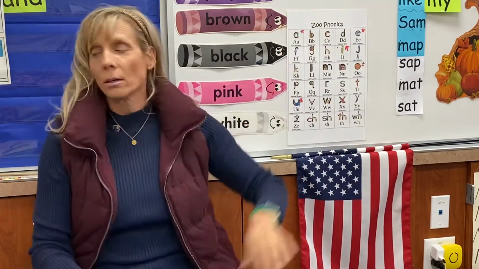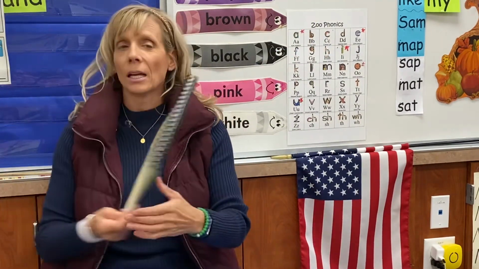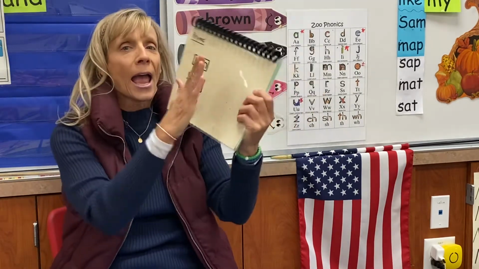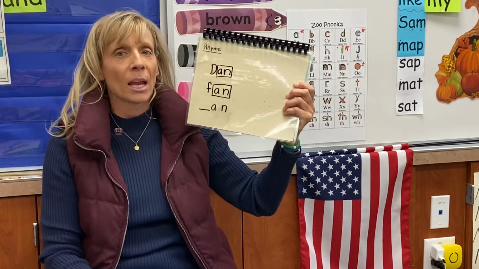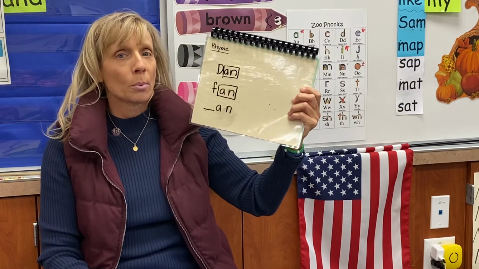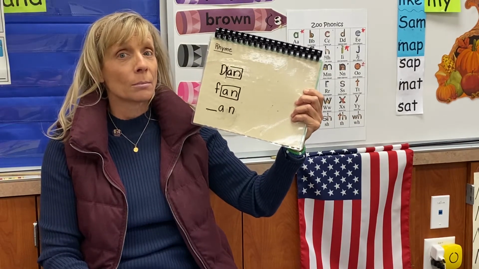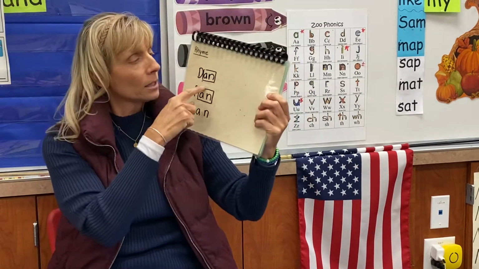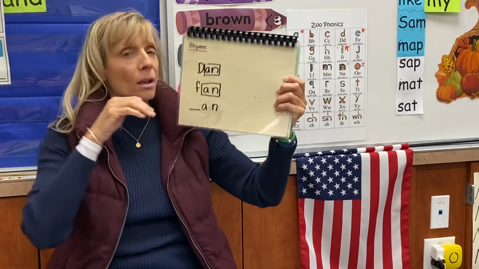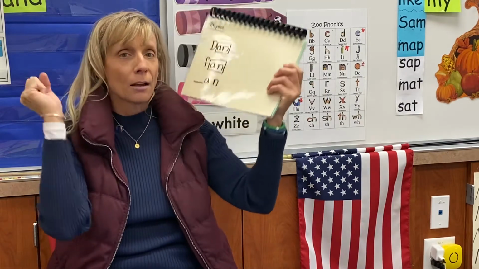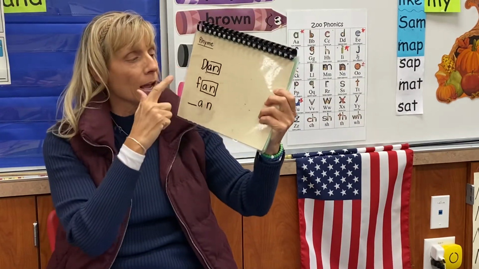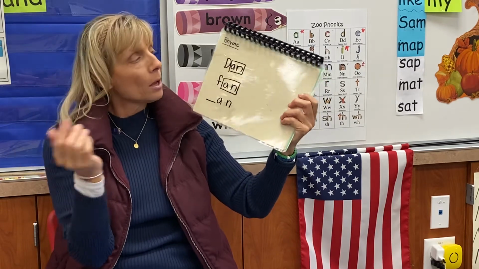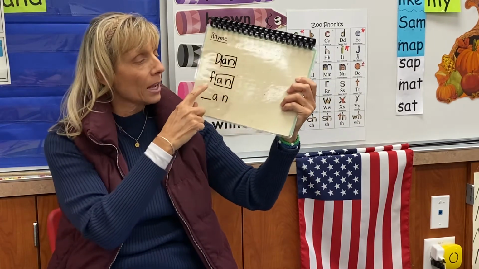And now we are going to do rhyming. Today we are rhyming with the an family, so we're going to put different letters in front of an to make a rhyming word. An, Dan. An, fan. Dan, fan sound the same. They rhyme. What rhymes with Dan and fan?